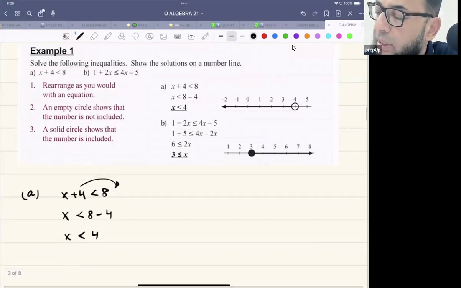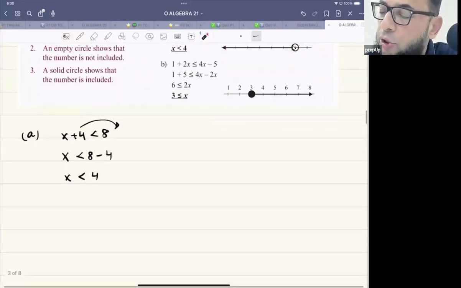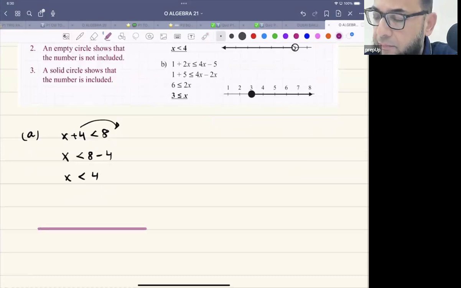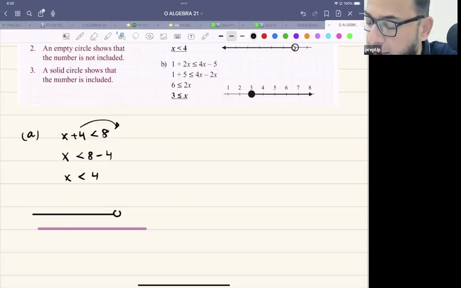So look over here. It's an empty circle and we are going to the left. You can draw it on the number line, on top of the number line. So I can draw it like this. Let me draw a line like this, and a circle like this. So this is 4 and it's an empty circle.